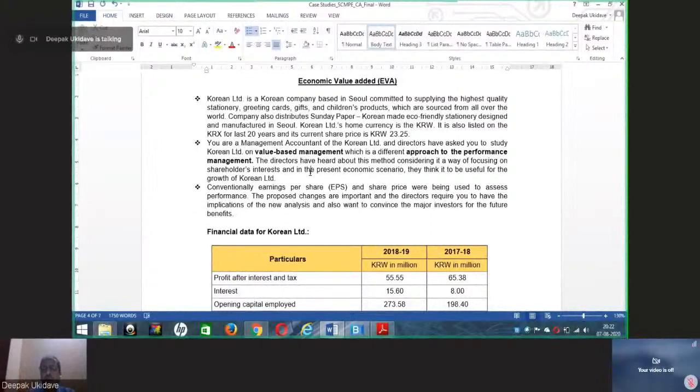Now, in the module, we did not refer to anything called value-based management. Only in the initial class, I remember I talked to you about value-based management system. But now this case study gives me an opportunity to discuss this concept, VBMS. So you can write down, I'm going slow.